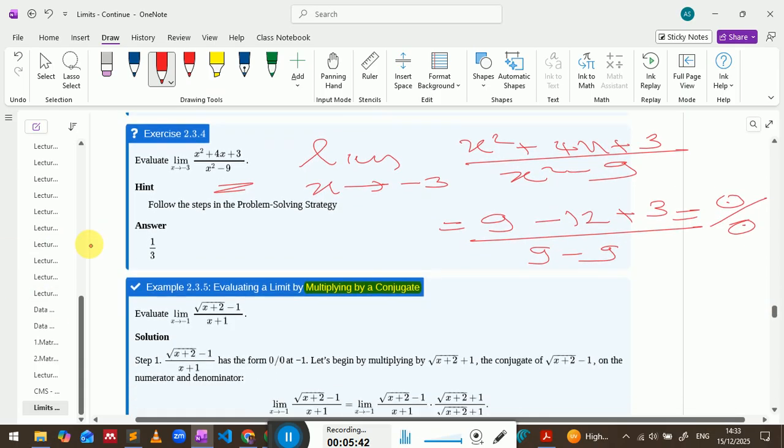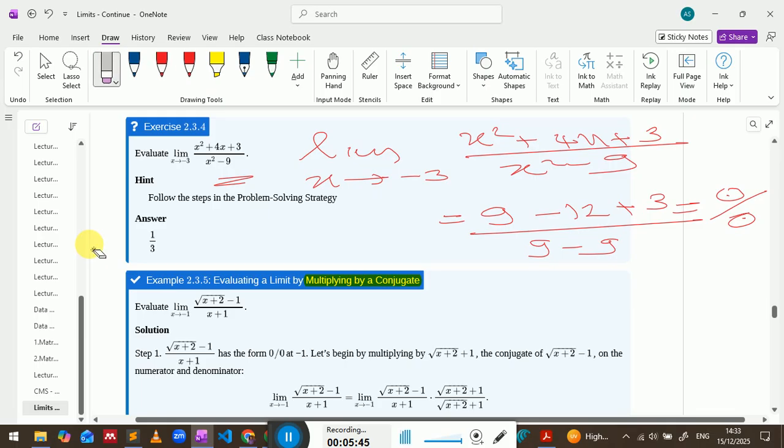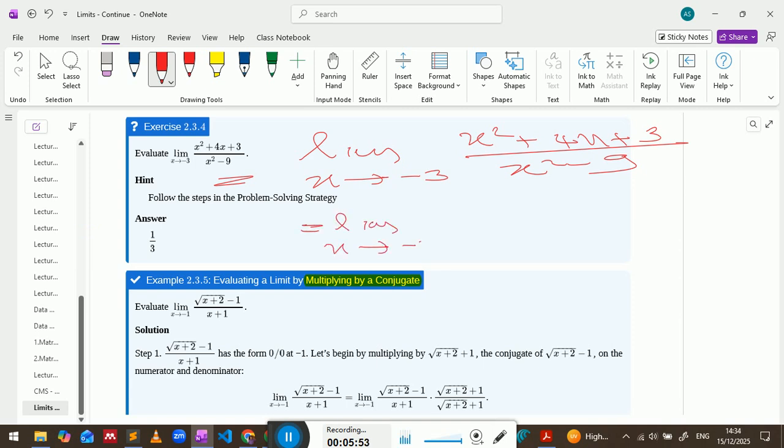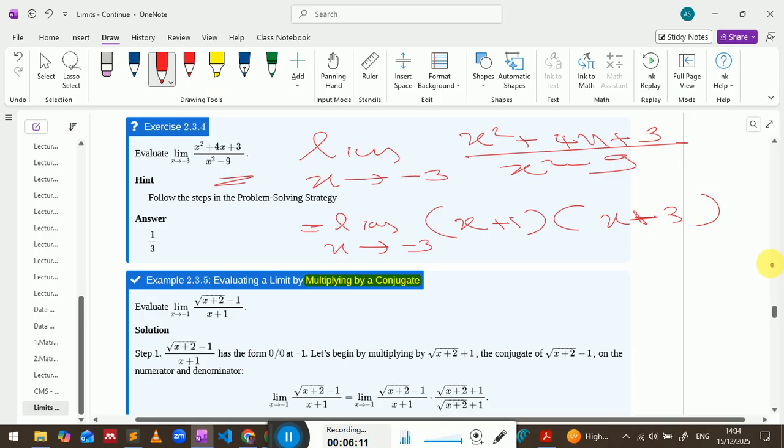So what is the way we can find out the answer for this type of question? Rather than directly applying the limit, the first thing we need to do is apply the factorization technique. So here we need to factorize this. If you factorize x squared plus 4x plus 3, we can directly write x plus 1 into x plus 3. If you can't directly find the factors, you can apply the factorization techniques we already discussed and find the factors. So x plus 1 into x plus 3 are the factors.